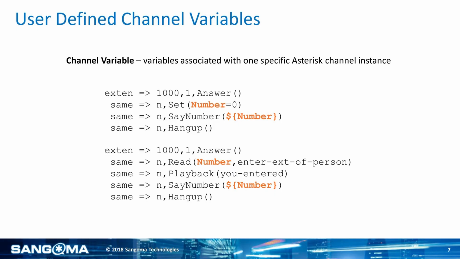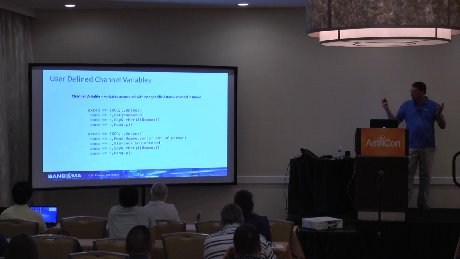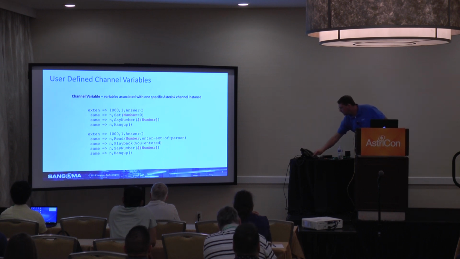So how do we set that variable? Well, we use the Set application. Here's a sample of setting number equal to 0. And then the next priority, we do a SayNumber and then hang up. So what do you think that'll do? Well, it's going to say the number 0. I don't think I have that in my dial plan. Let me check. I do.